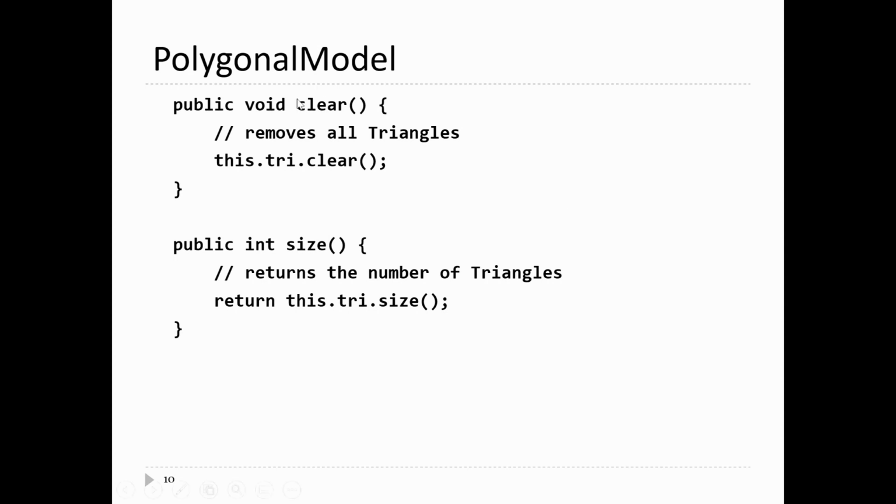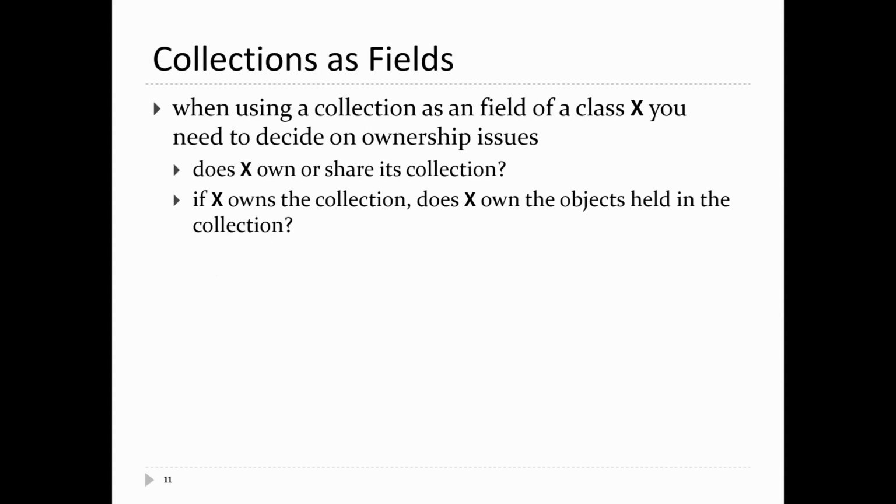I've got a clear method, so that will remove all the triangles from the list, or from the model, I guess. How do you implement it? You just call clear on the list. If I want to know how many triangles are in the model, I just ask the list for how many triangles are in the list. So this is very easy to implement.